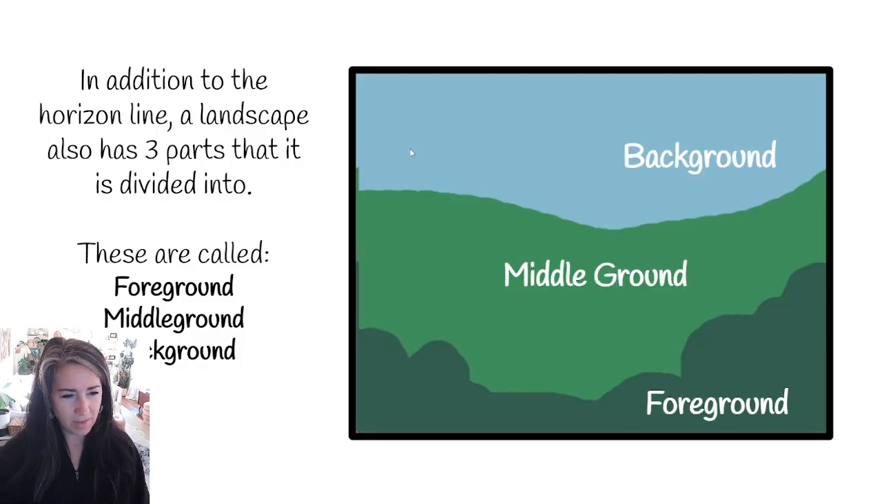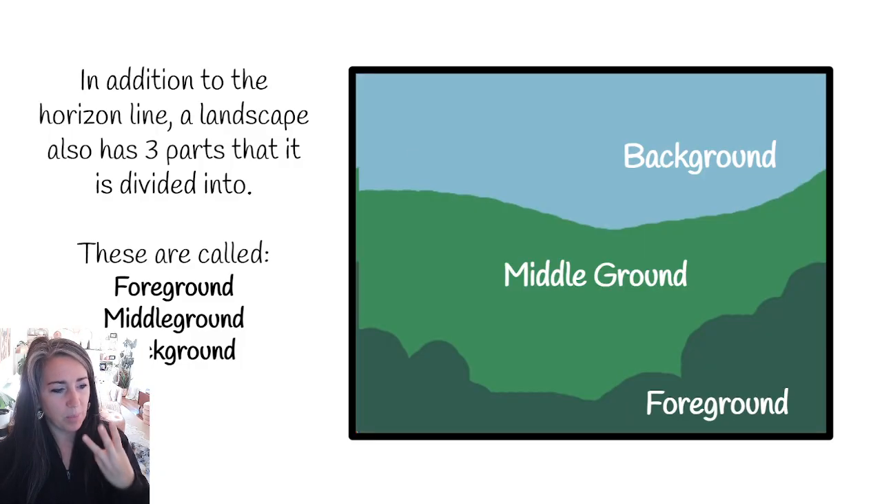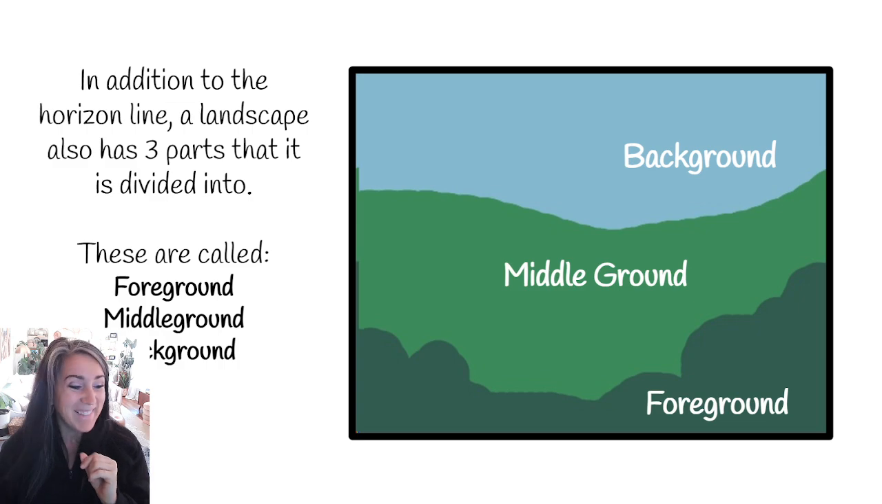So there are also going to be 3 different parts. The foreground, that's the part that's closest to you, so that's the dark green here. So the foreground is closest to you. The middle ground is in the middle, so that's nice that it's right in the title. And then the background is in the back, right? Once again, right in the title, kind of nice.